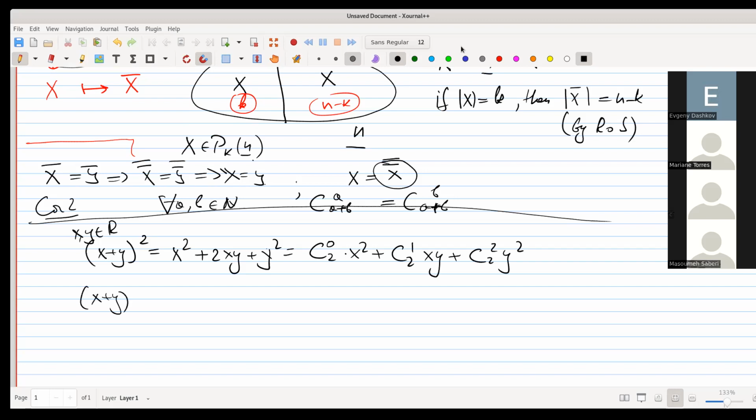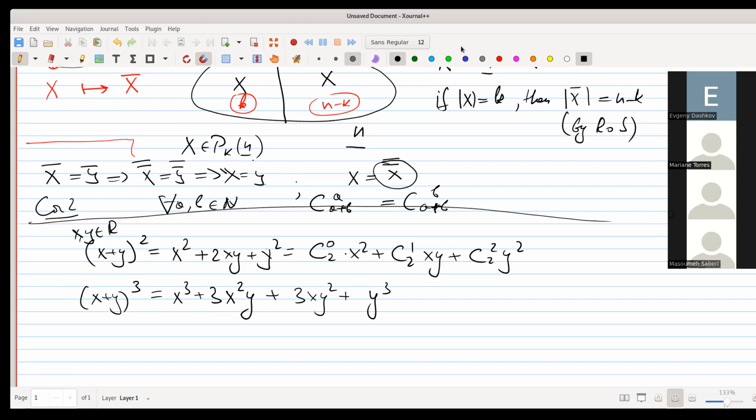But what if we take (x plus y) cubed? What is it? Do you remember the formula? Don't you? x cubed plus 3x squared y plus 3x y squared plus y cubed. Of course, it's symmetric.